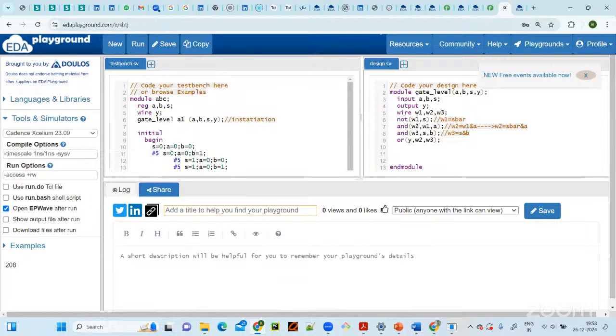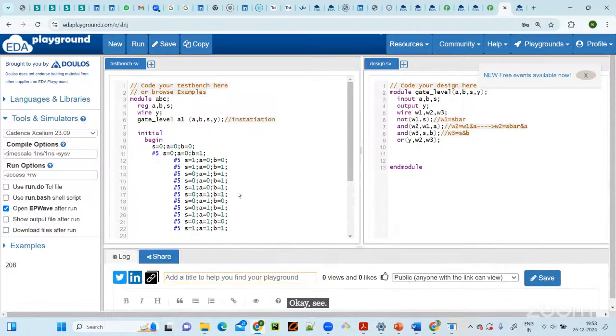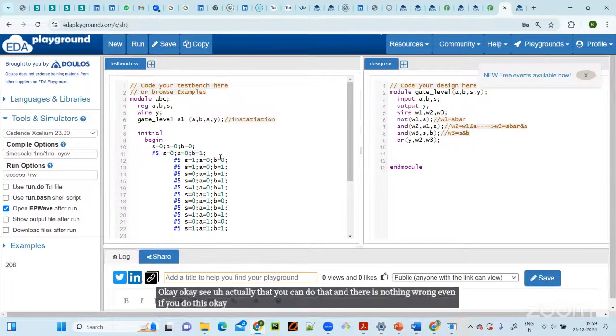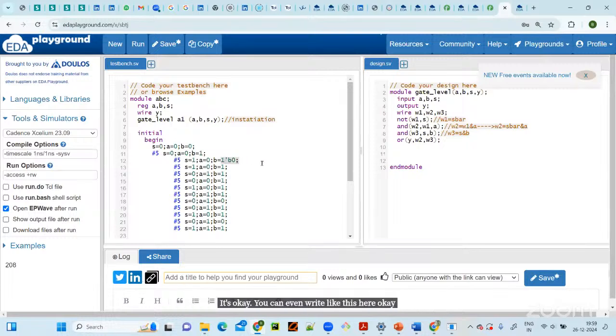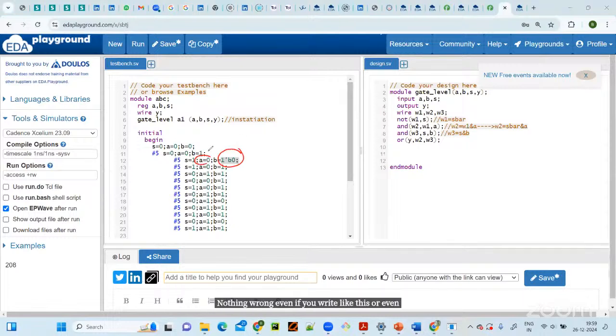Sir, aren't we supposed to enter values for A and B and S mentioning bit format, like 1'b0 and 2'b...? See, actually you can do that, and there is nothing wrong even if you do this. However, it is good programming practice to enter values like this, it shows a little maturity to write like this. In your day-to-day life, if you keep on writing like this, you will be habituated. It's okay, you can even write like this here. As I have shown here in line number 12, nothing wrong even if you write like this or even if you write like this.